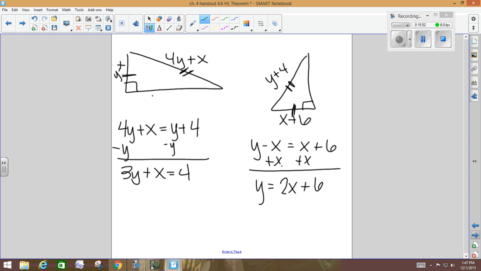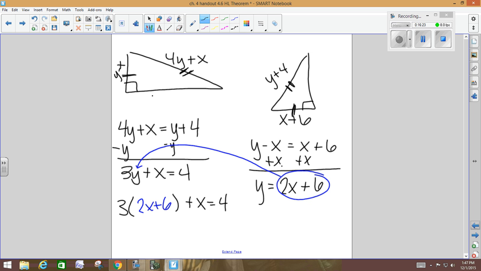There's two ways to solve this. We've done substitution. You can also do elimination. We haven't really done much of that. Since y equals 2x plus 6, we can substitute 2x plus 6 in for the other y. You have to plug it into the other equation. Then this becomes 3 times the quantity 2x plus 6, plus x equals 4. Taking 2x plus 6 and replacing that with y since they're equal.